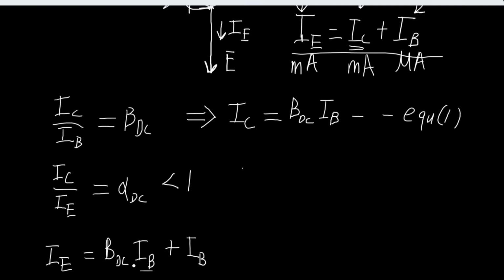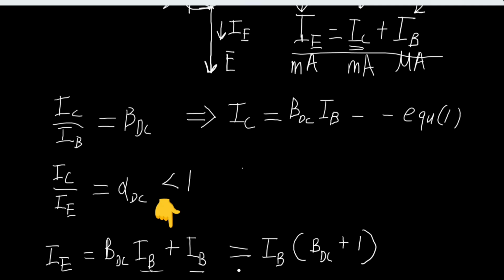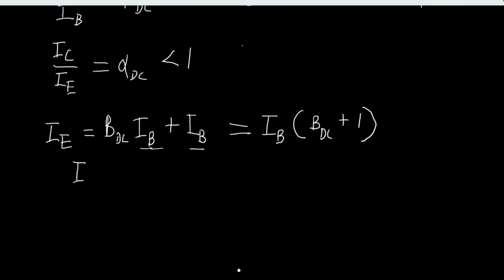Right? Okay. Now IB is here, IB is here. We can now factor that out, and we are left with IB, this is our common value in the two of them, multiplying beta dc plus 1. So that if we open the bracket, we will return back to this value. This is also another way to express our IE, in case IC wasn't given, but beta was given.